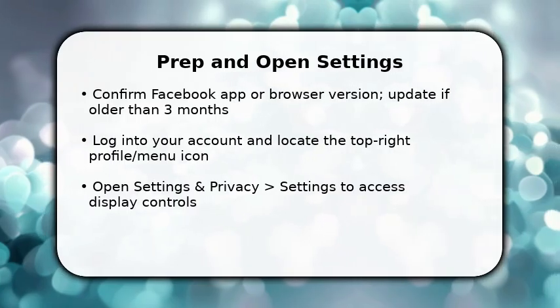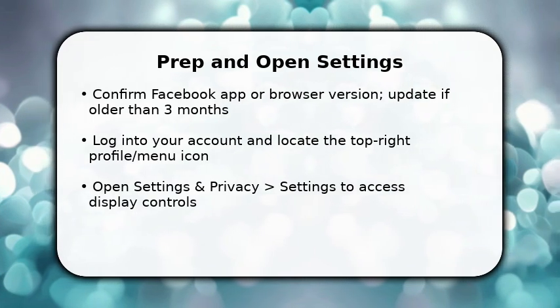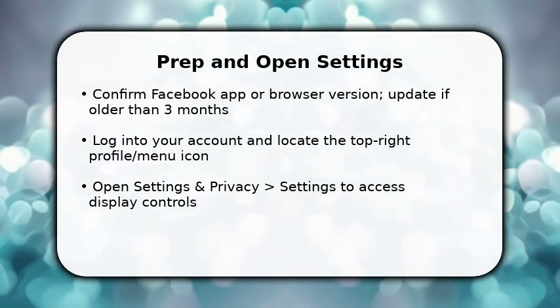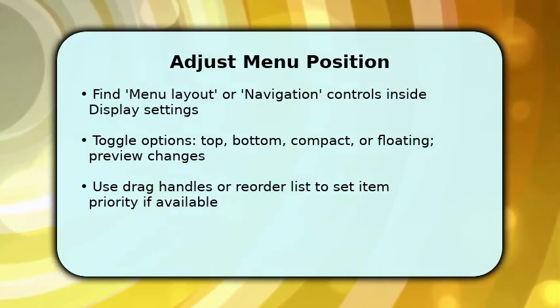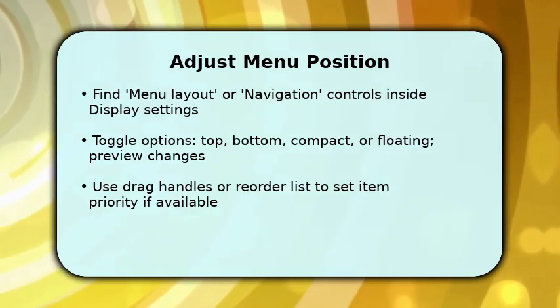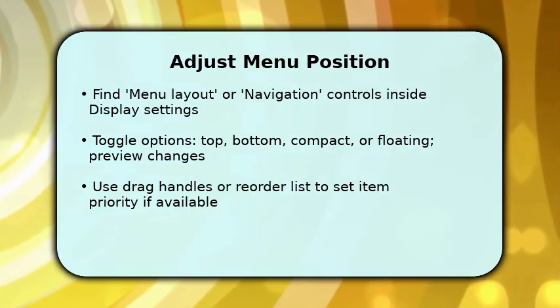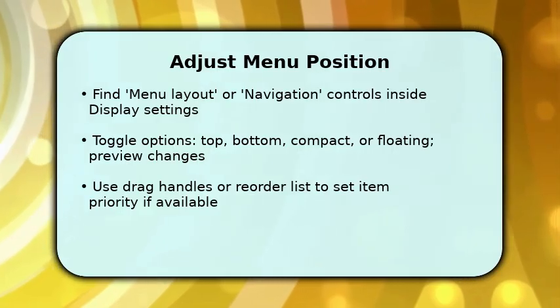If you're on desktop, open the Account drop-down in the top right instead and proceed to the same Display Settings panel. Once in Display Settings, locate Menu Layout or Navigation Controls. This is where placement is chosen. You will see toggles for top versus bottom positioning and presets like compact or floating. Try each to preview how your feed and icons shift.